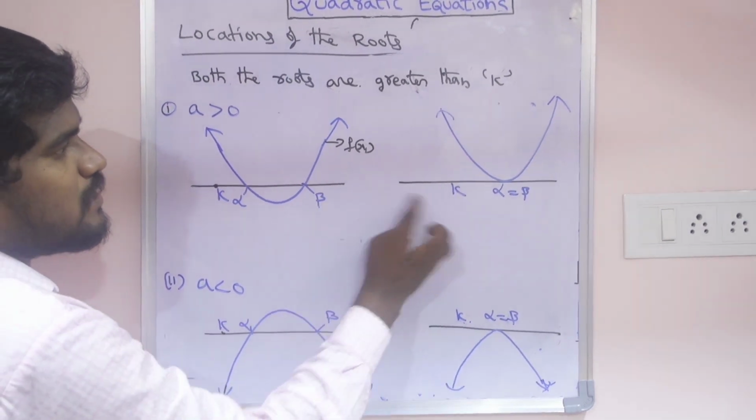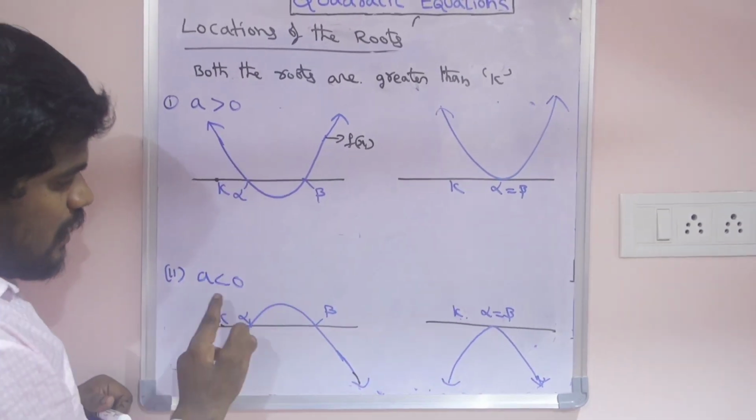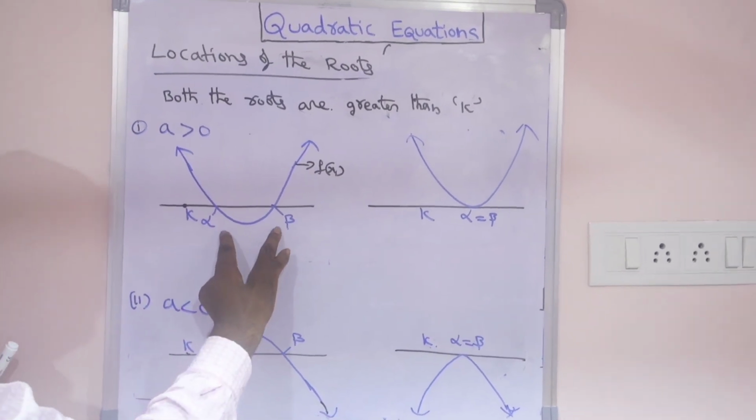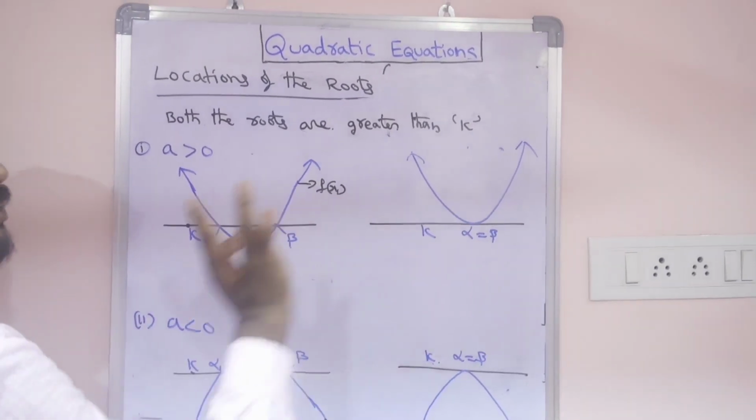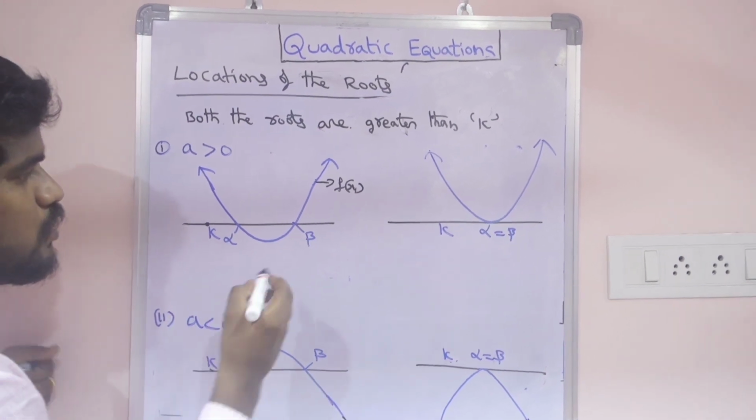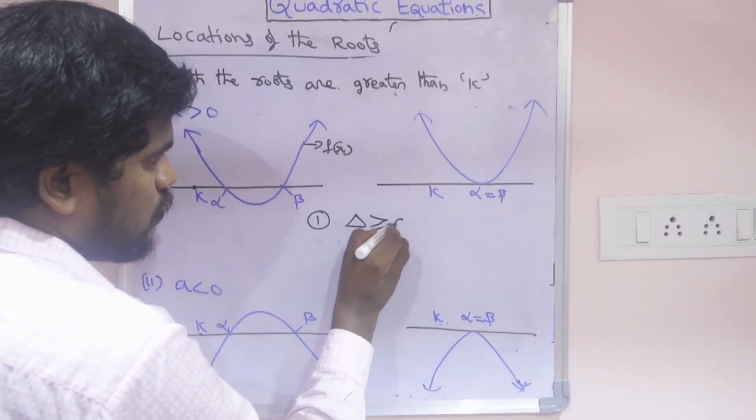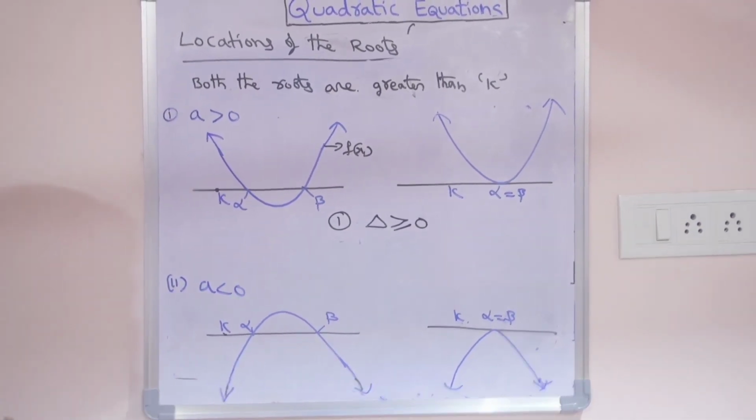So these two cases are also possible if a is greater than 0. If a is less than 0, also two cases are possible. Now from this conclusion, here two different roots, and equal roots are also possible. So delta greater than or equal to 0 is the first case.